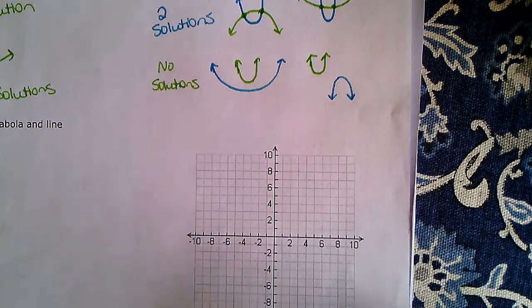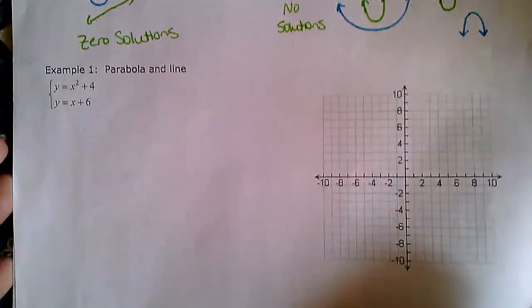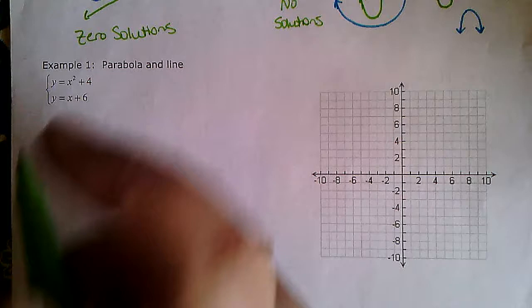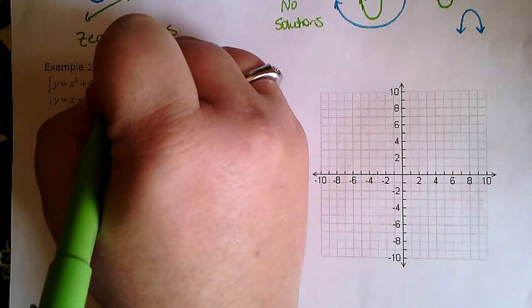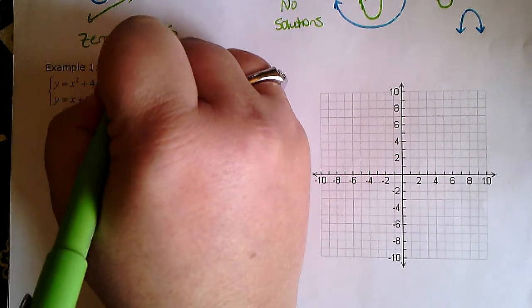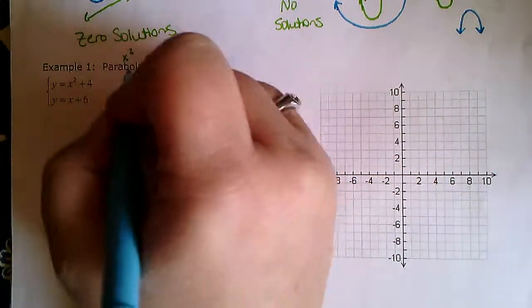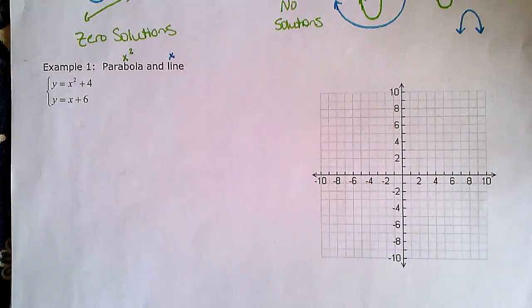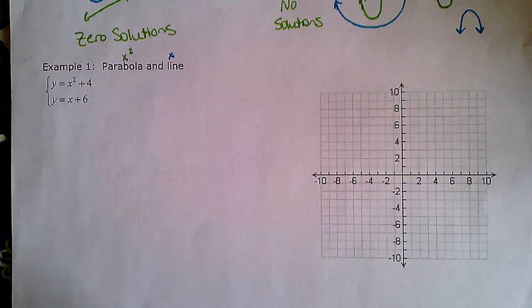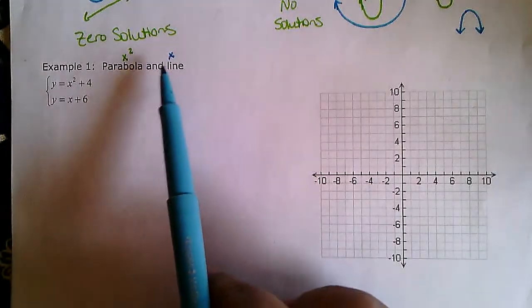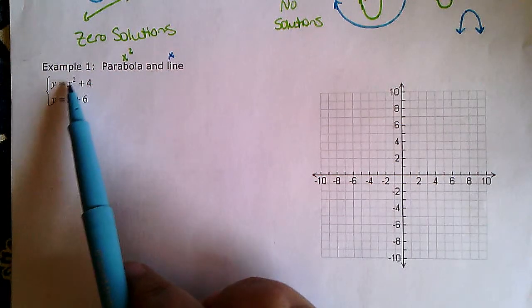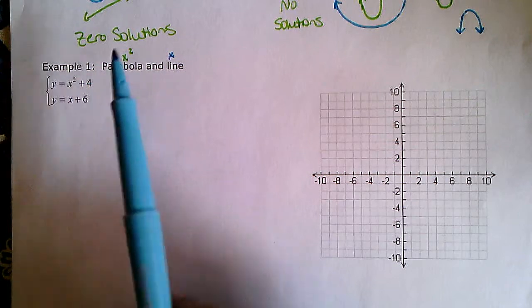So how am I going to know if I've got parabolas or if I've got lines? Well, anytime you have a parabola, you are going to see something squared. When you have a line, you're not going to have anything squared. So when you see that something is squared, that's a hint that it's going to be a parabola.